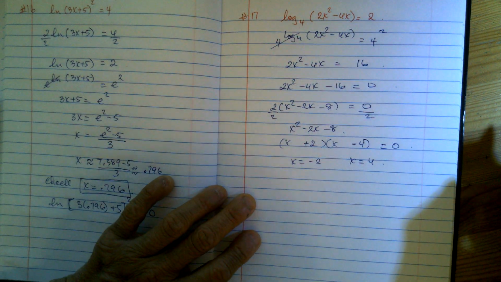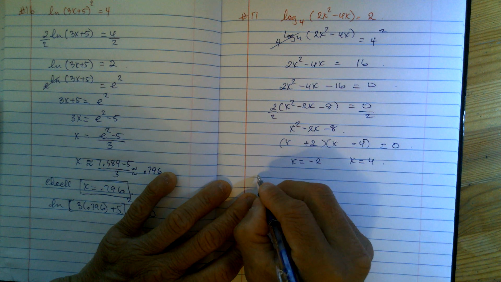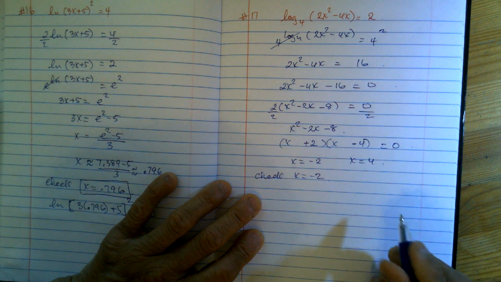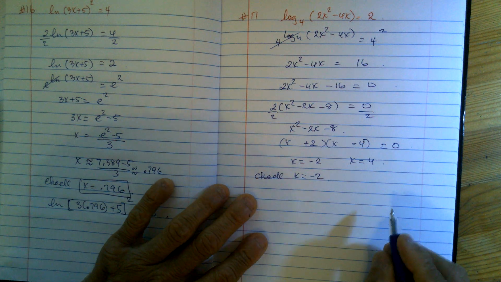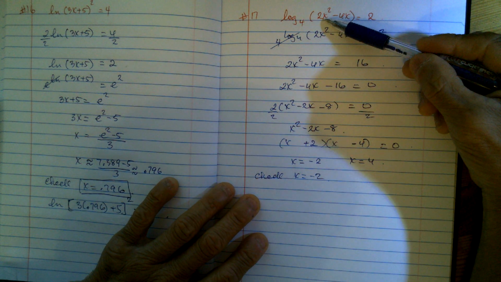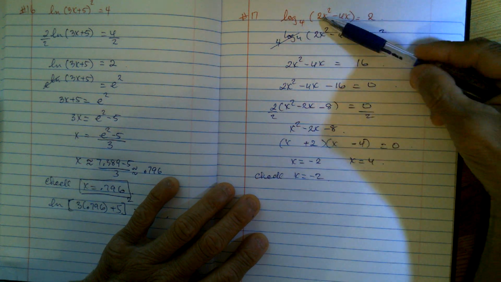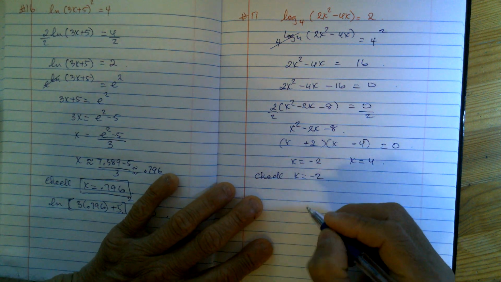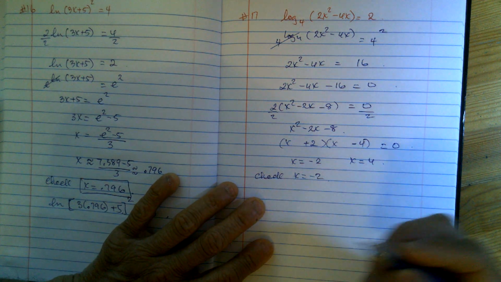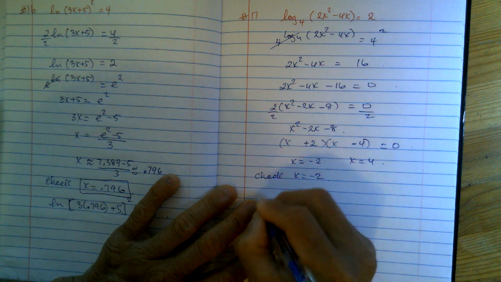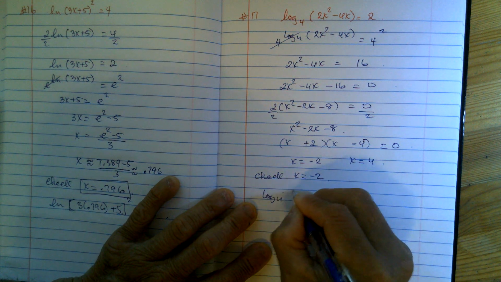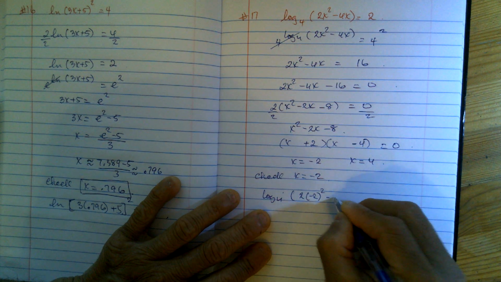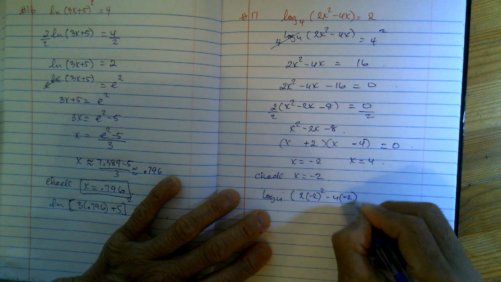Next step, we need to check for extraneous solutions. Check x equals negative 2. Where we see x up here, we replace it with negative 2, and we make sure the result is positive, because log cannot take a negative. So we have log base 4 of 2 times negative 2 squared minus 4 times negative 2.